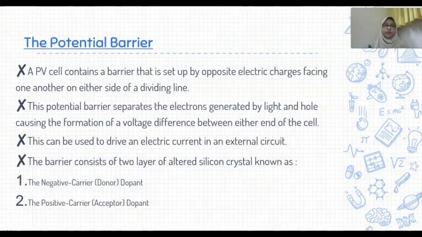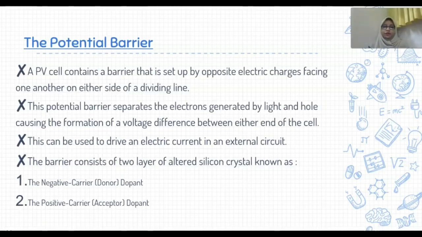Next, in the photovoltaic cell, there is also the potential barrier. The potential barrier is set up by the opposite electric charge facing one another on either side of a dividing line. Potential barriers separate the electrons generated by light and hole, causing the formation of a voltage difference between either end of the cell. So this can create electric current in the external circuit.